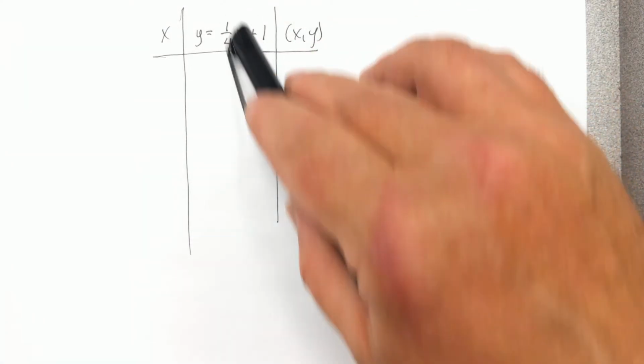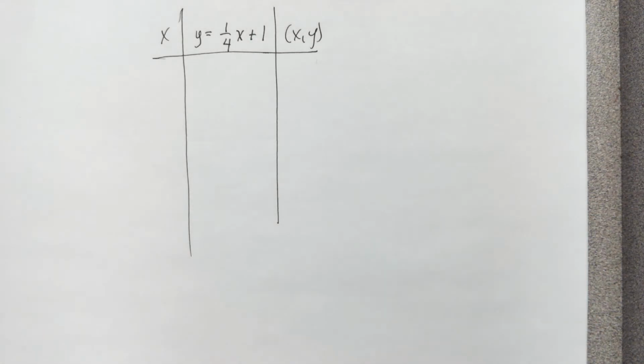I did the first step for you because I want to make sure that you guys can handle the fraction thing. So you're not going to pick 3, or 2, or 7, or 11, or 10. You're going to pick multiples of 4: 4, 8, 12, 16, 20, 24. Those are the x's. And 0, always pick 0.